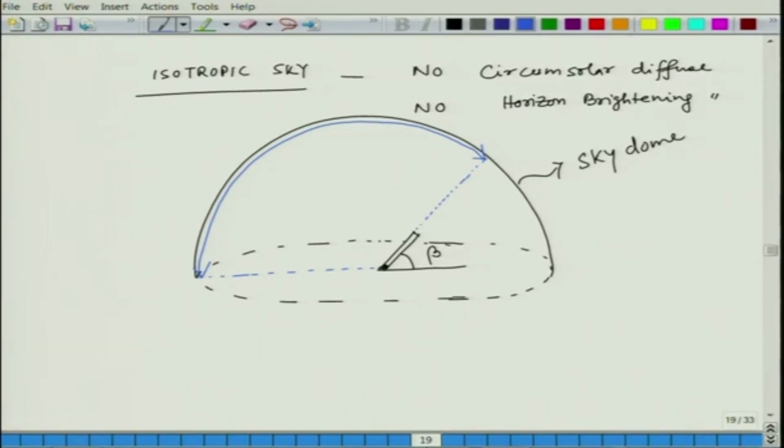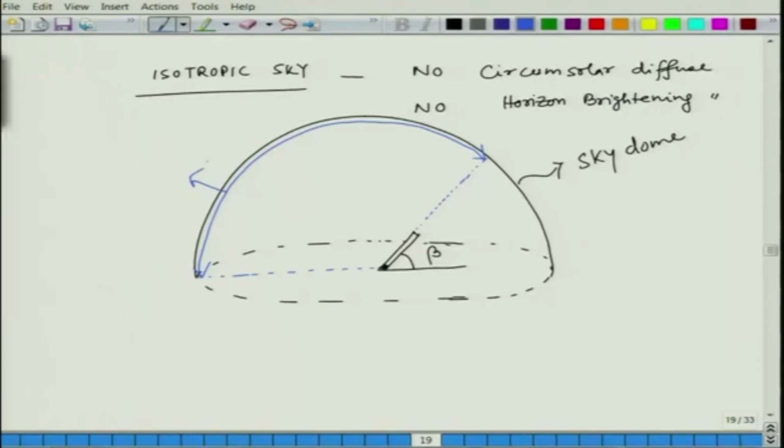Visible, what do you mean by that? The collector does not have an eye, but visible means that the radiation can directly reach the collector from this blue colored portion only. Okay. So, this is visible, and I am putting some inverted commas so that you know what visible means. Visible portion of the sky dome.